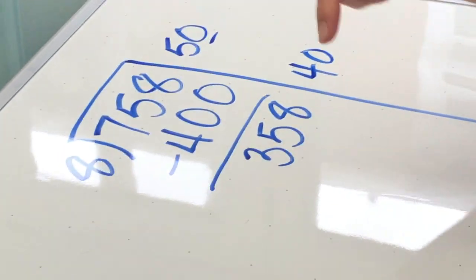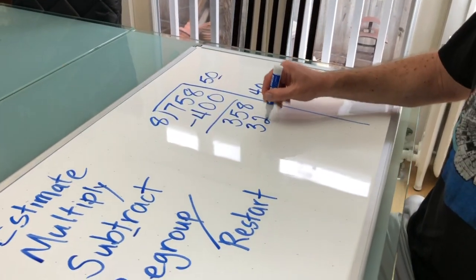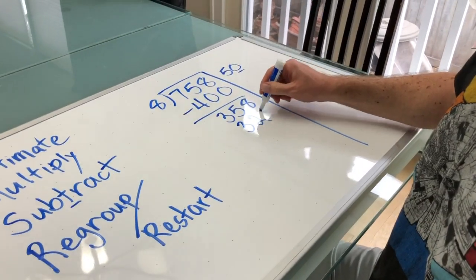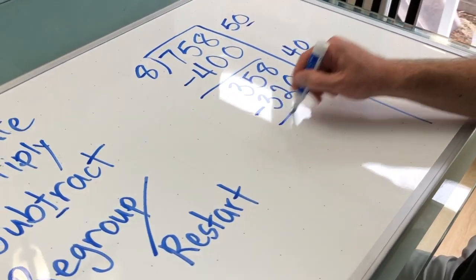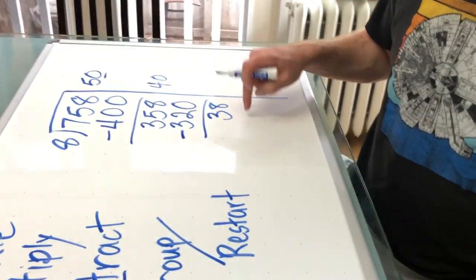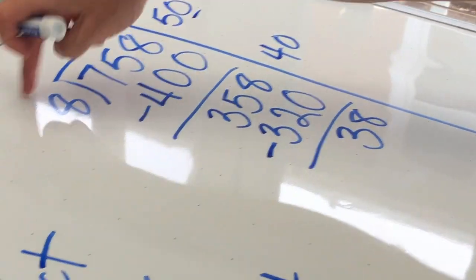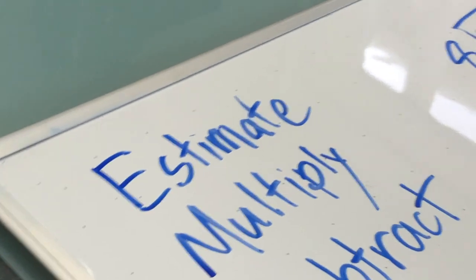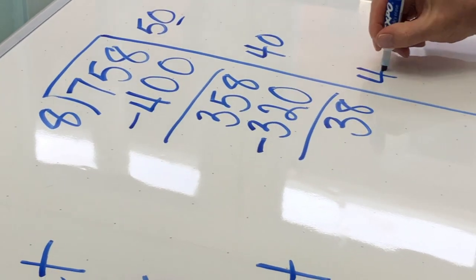All right, so next step is multiply 8 times 40. Well, kids, you know 8 times 4 is 32. And because there's a 0 there, add a 0 there. Magic, isn't it? Subtract. 358, take away 320 is 38. We're getting close. Kind of the same thing we got in the last time, wasn't it? Back to the top, restart, estimate how many times does 8 go into 38? I know it can't go in 5 times because that's 40, that's too much. I know it goes in 4 times.